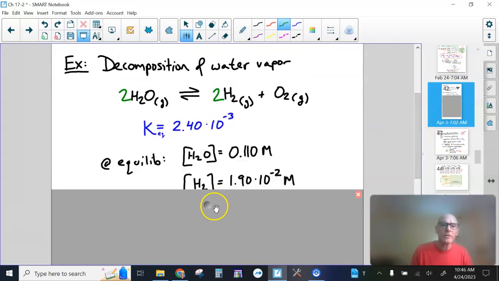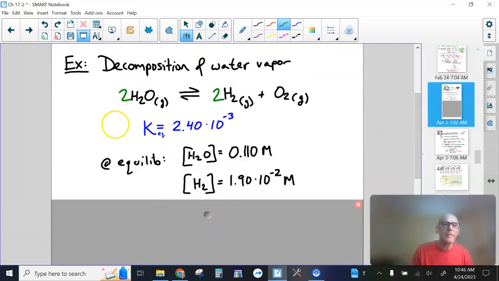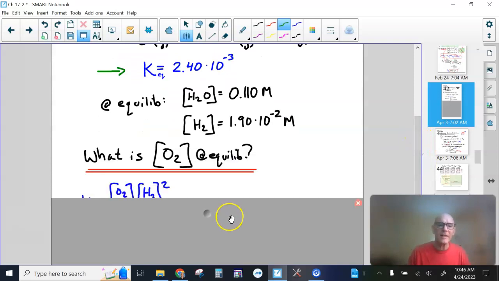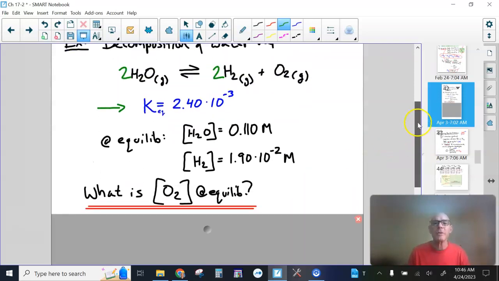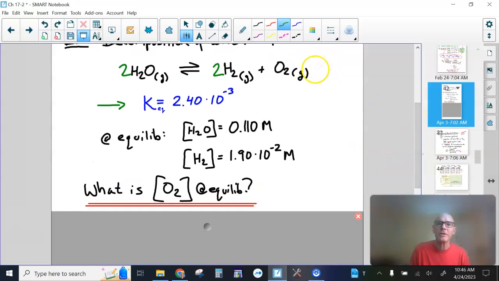So first things first, the equilibrium constant is given, 2.4 times 10 to the negative 3. And two of the three reactants or products are given, in this case, water vapor and hydrogen gas. The third thing is not, and that's what's going to be asked. What is the oxygen concentration at equilibrium from this balanced chemical equation?